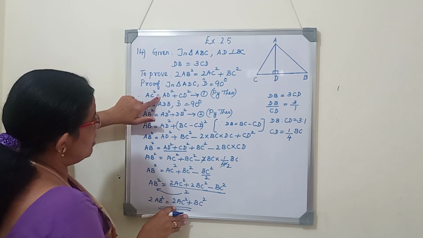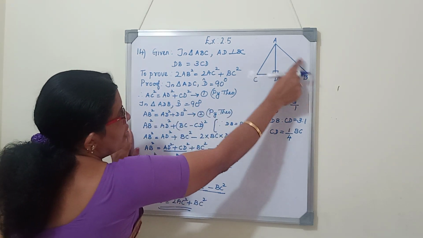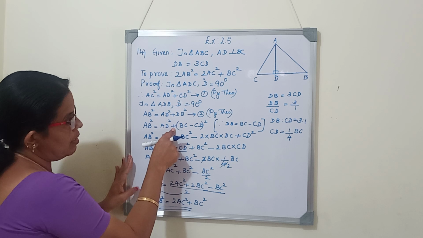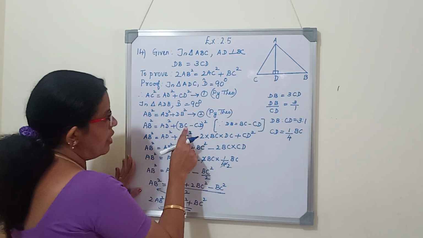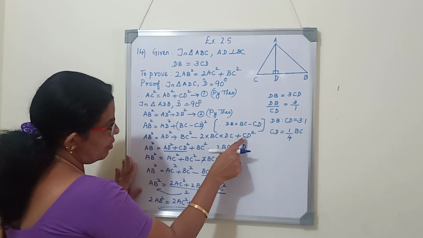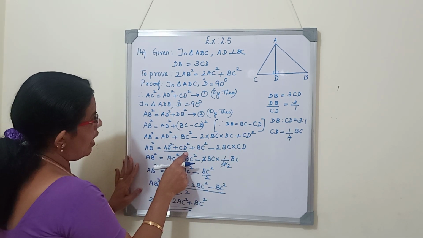In the first triangle, AC square equals AD square plus CD square. In the second triangle, AB square equals AD square plus DB square. AD square we will write as it is. Instead of DB, we will change it as BC minus CD the whole square. Apply the (A minus B) the whole square formula. After applying, AD square and CD square, you can write together.